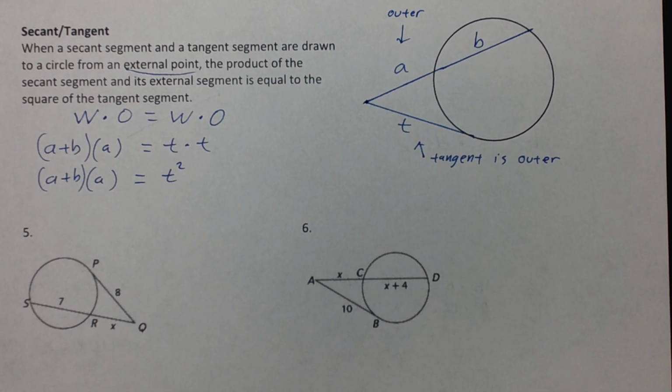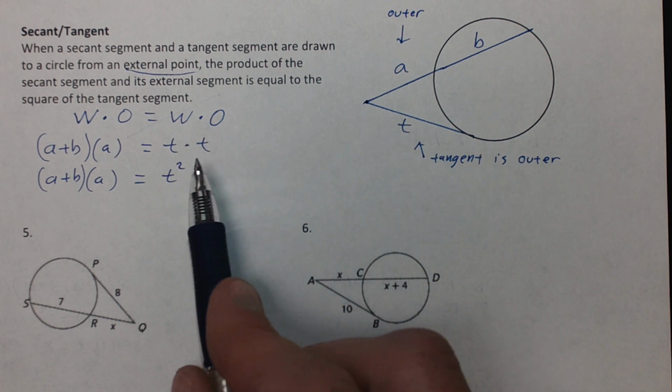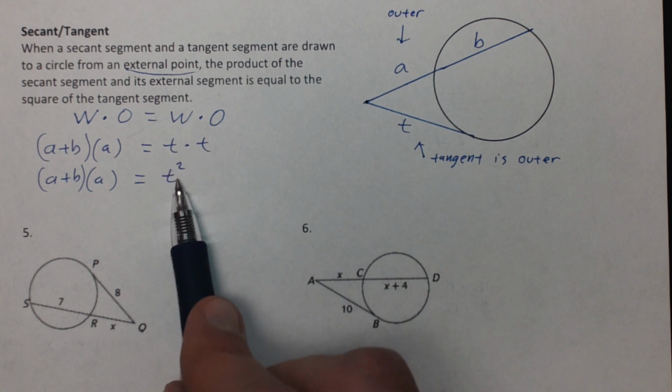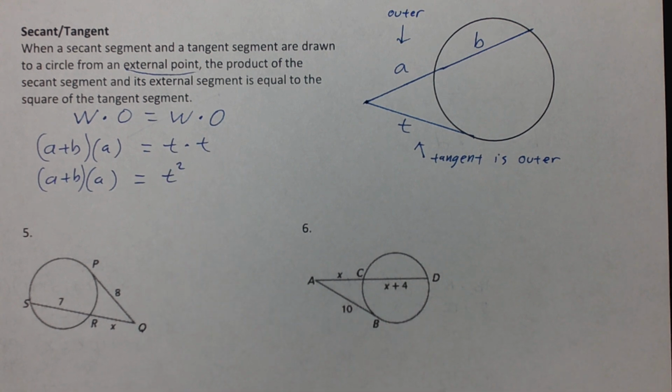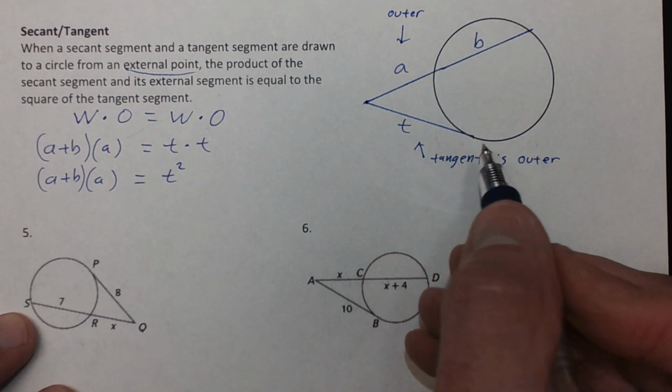So if you want to just think of it as whole times outer equals whole times outer, that is perfectly fine. But for the tangent, the whole segment and the outer segment end up being exactly the same. So it's actually a much simpler formula. It's just equal to the length of the tangent squared. And this is the tangent segment, by the way, from the external point to where it intersects the circle.